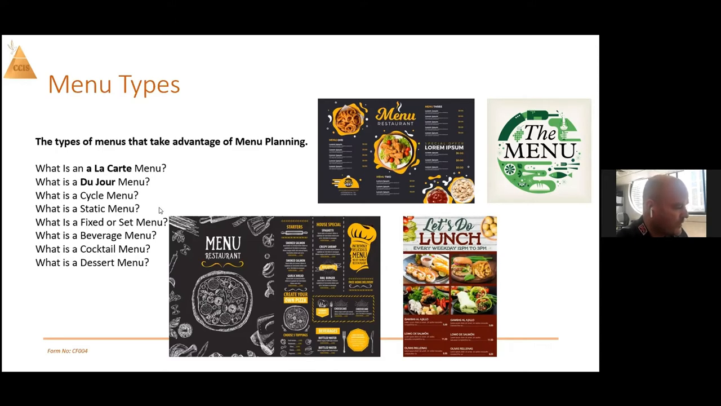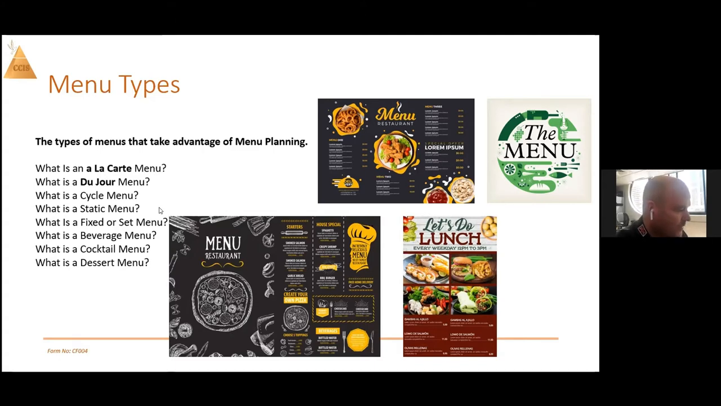Then you go on to cycle menus, and cycle menus are basically for institutions. If you have a school or a hospital, you would have a cycle menu maybe for a month. So every day of the month, the menu changes. And then the first day of the next month is again the first day of the original menu. So you're starting day one all the way to day thirty, that's your cycle menu.